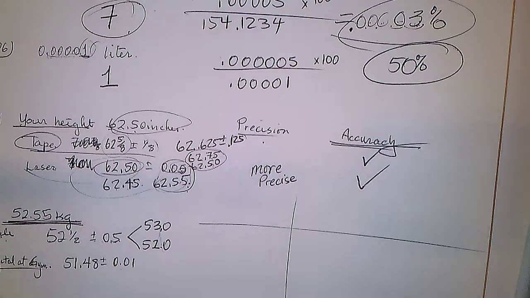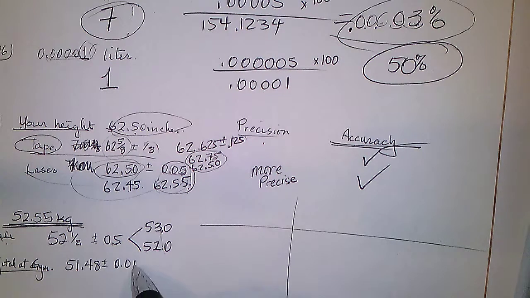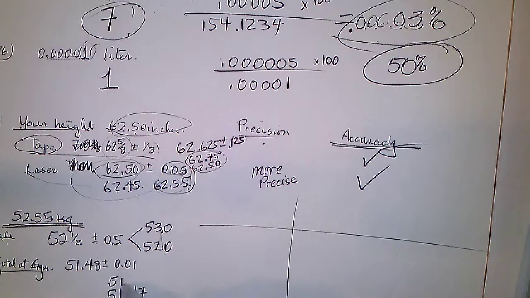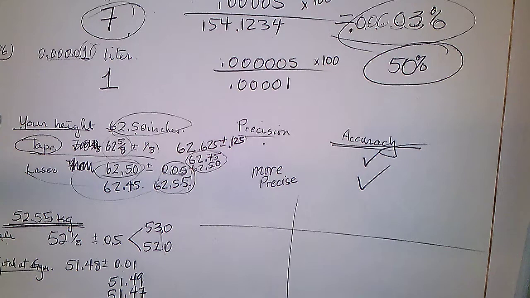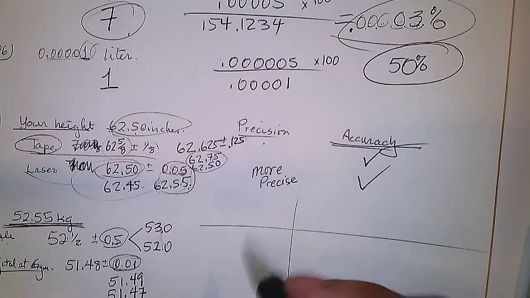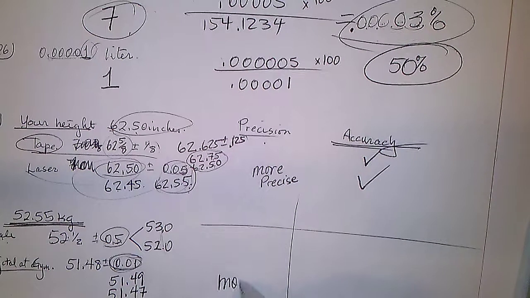Now, a digital gym scale says you're going to be 51.48 plus or minus 0.01, so it's 51.47 for the low end, 0.01 less than this, 0.01 more than this, 51.49. So this one has less precision error than this one. If you took this divided by the original, or this divided by this, you'll get the percentage precision error. And this one says better precision.